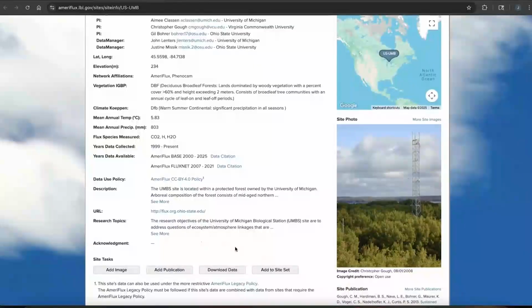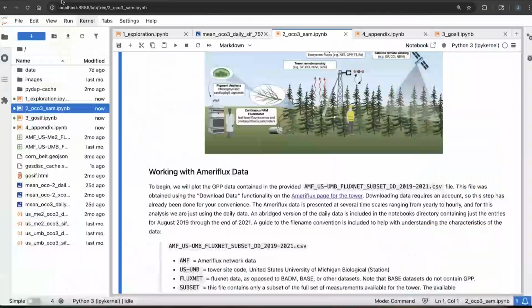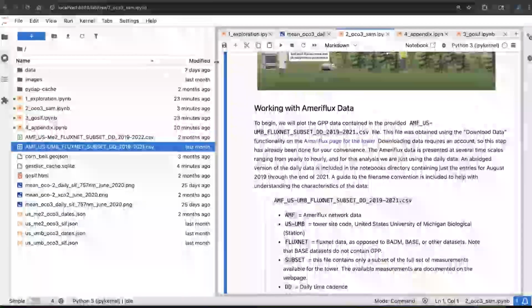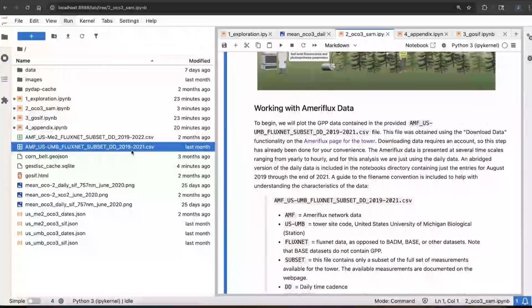Ameriflux data is provided in a CSV format at monthly, daily, and even sub-daily timescales of either 1 hour or every half hour. For our purposes, using daily tower data will be sufficient. And going back over to our notebook, this is the CSV file that we've provided in the course materials itself. And here you can see that file name in its full detail.